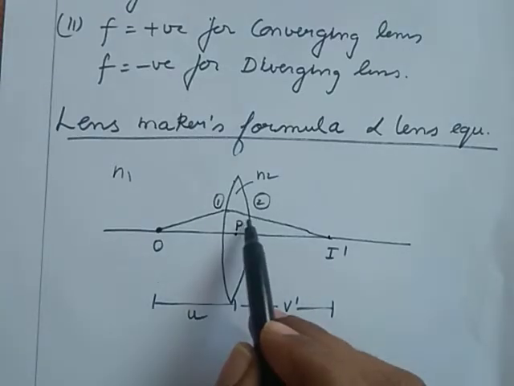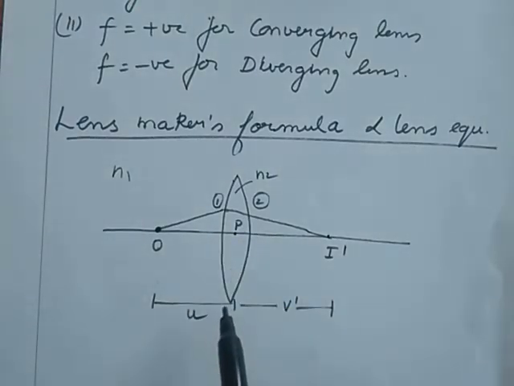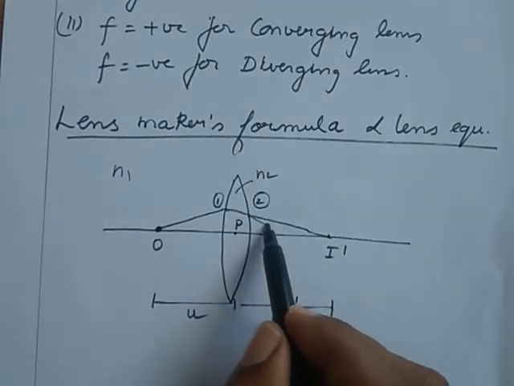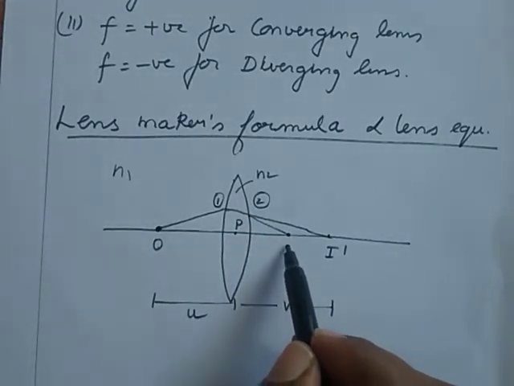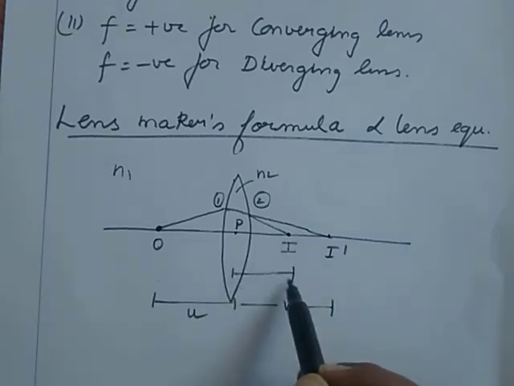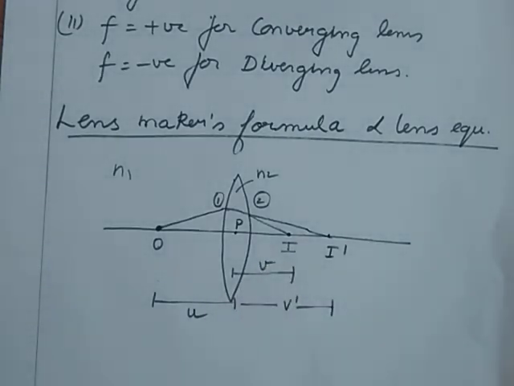Then there is one more surface. After refraction at the second surface, the ray bends its path and we get an image on the principal axis. That is the final image, at distance v from the pole.